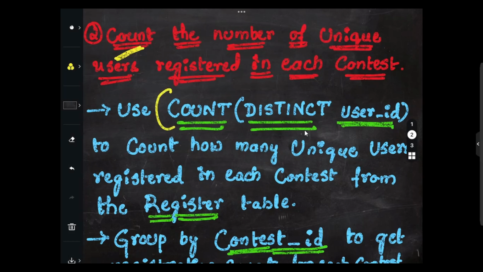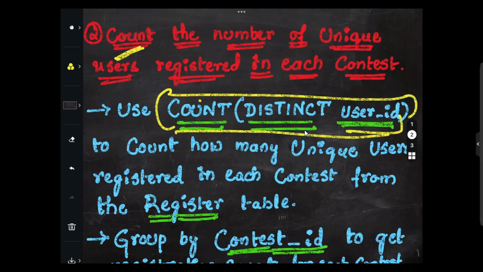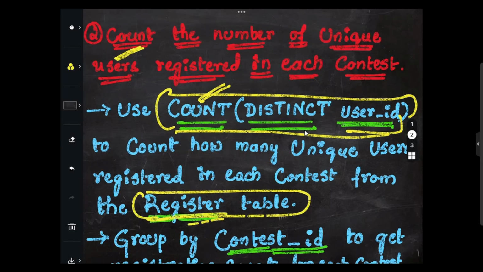So whenever we need to count the number of unique users, we will be going with the count user. You would have already guessed this one, right? We will be making use of the count that is given by MySQL. So we will be going with the count of distinct user_id to count how many unique users registered in each contest from the registered table.